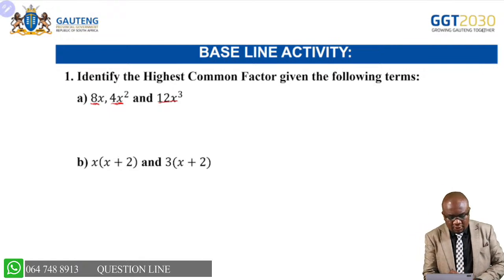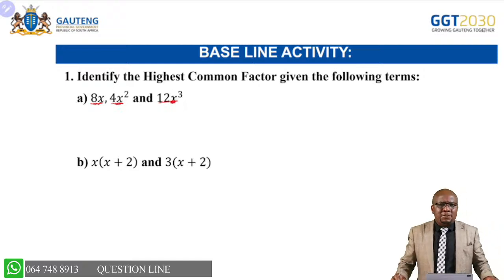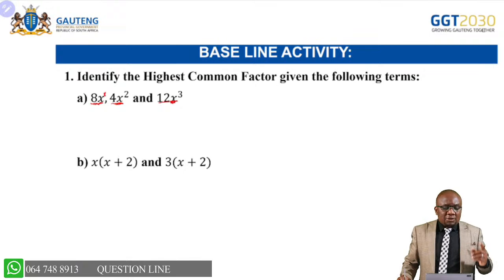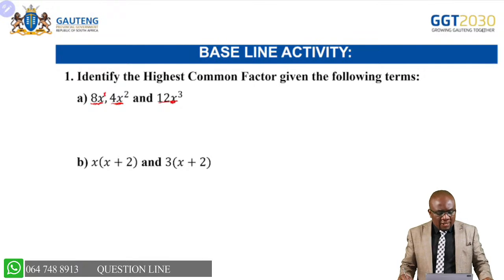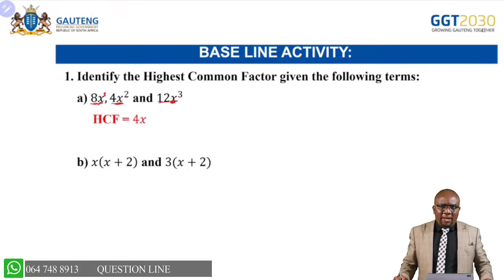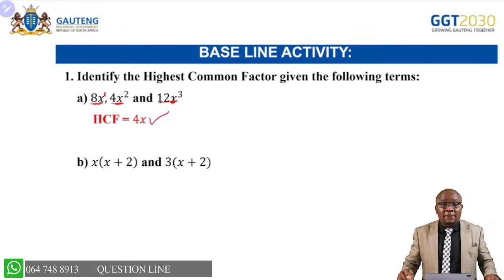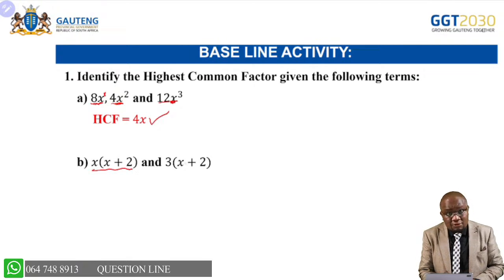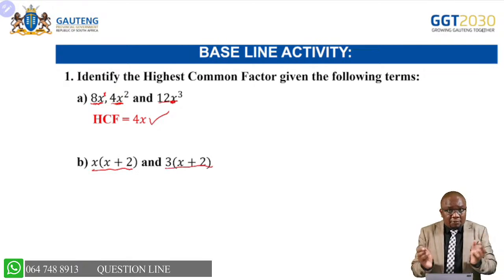And then look at the variables with the base x: x, x squared, x cubed. For the variables with the base x, we take the power with the lowest exponent. So in this case, it will be x, because x is like x to the power 1, isn't it? To the exponent 1. So now we have x as the highest common factor. If you look at the powers there. Okay, so our highest common factor is going to be 4x. Can you mark that if you got it correctly? Right. What about these two terms? These are two terms. Do you see that? Okay, because of the bracket there.